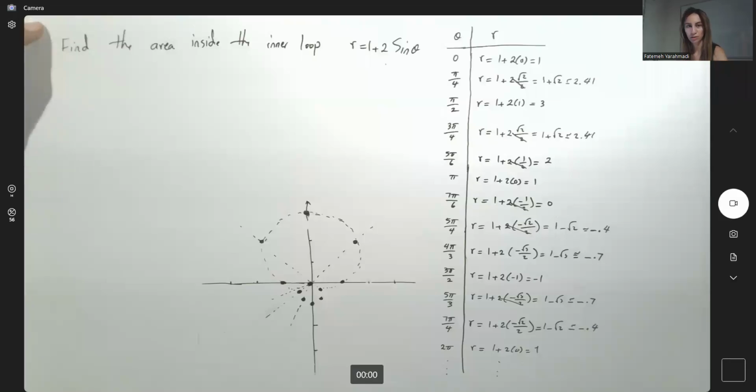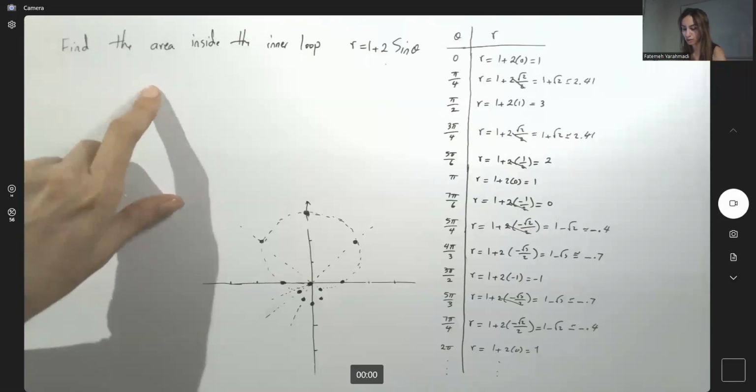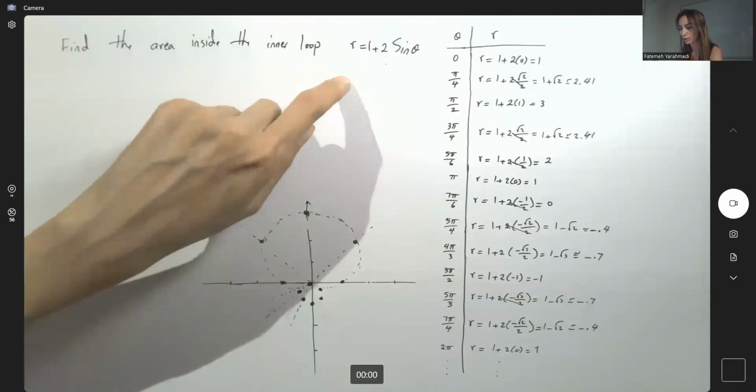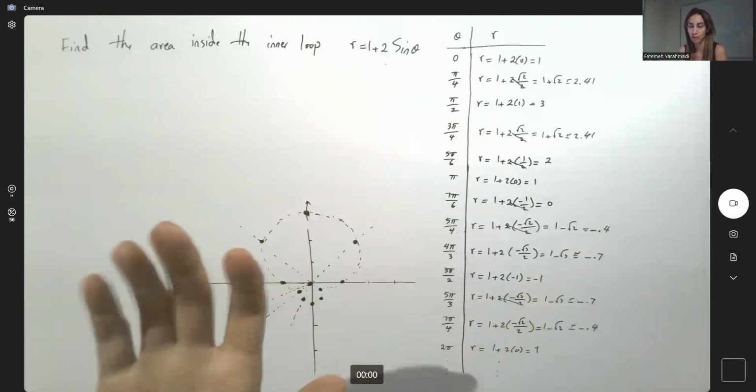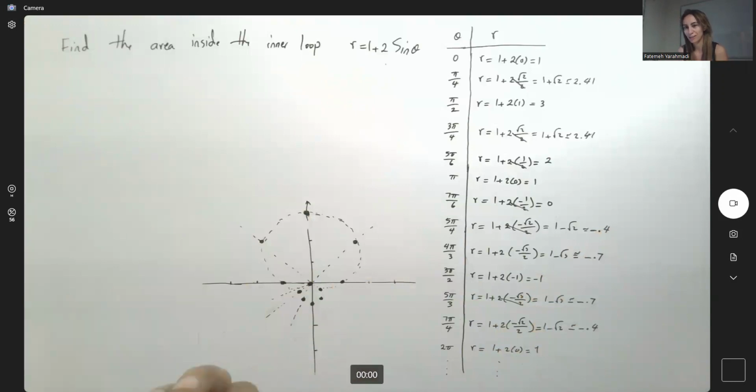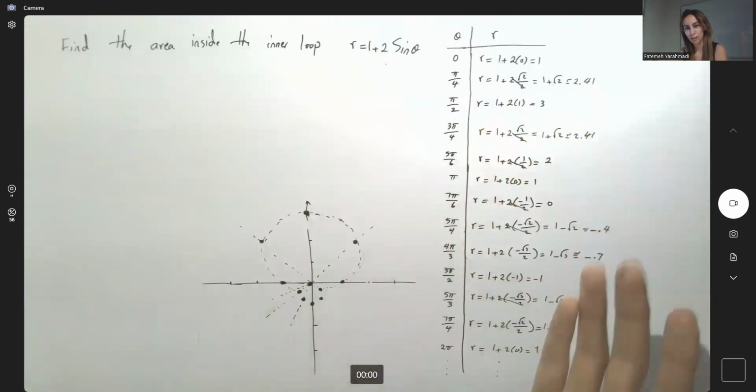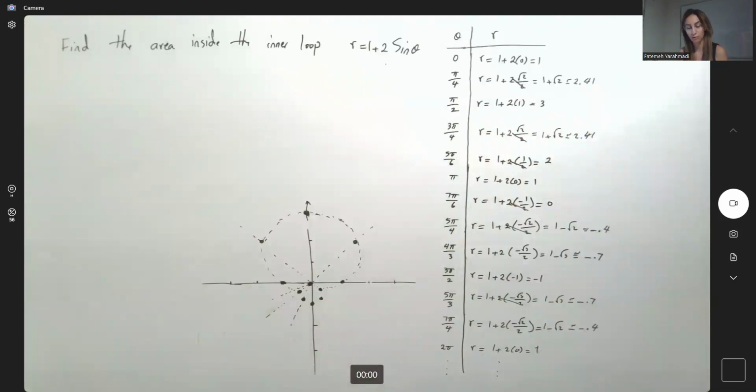Welcome back, everyone. You asked to find the area inside the inner loop of r equals 1 plus 2 sine theta. So first, you need to make sure you feel comfortable about the object and how to graph it. Otherwise, how do we find the upper bound and lower bound when we're dealing with these types of objects? So try to practice and use the table to see the behavior of these types of functions.